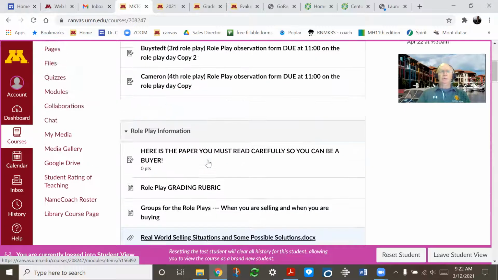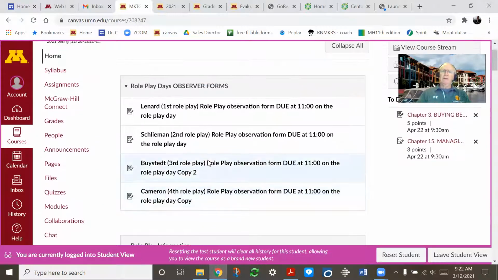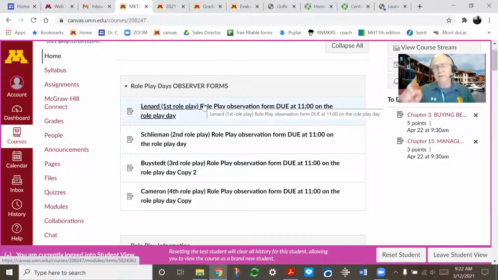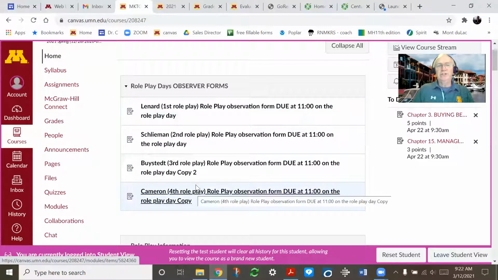The evaluation form. So just so you know, you'll each do an evaluation form as an observer for every role play except the one that you are the seller. Even when you're a buyer, you fill these out. Okay. And here they are. So I've got these set up for the first day of class. There'll be different names each day, obviously. There's 4 role plays each day.